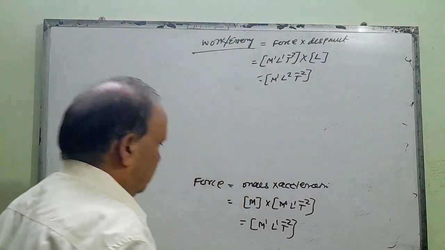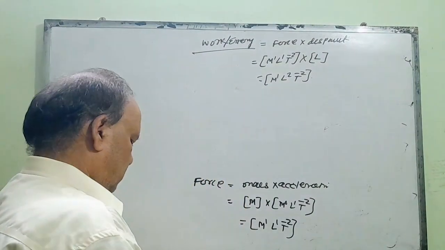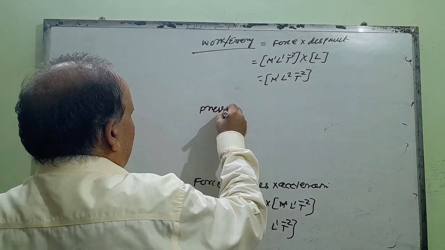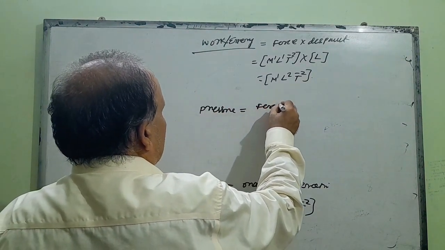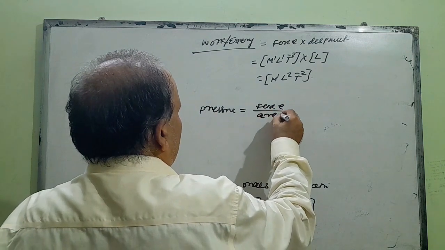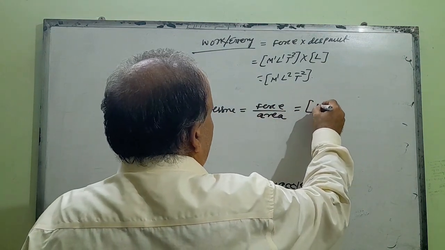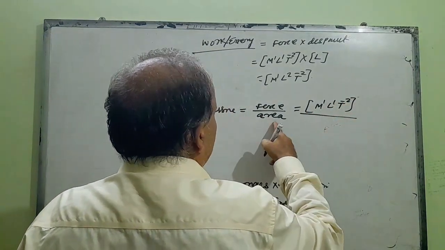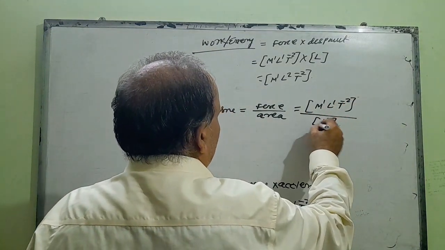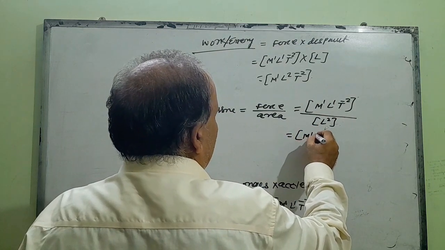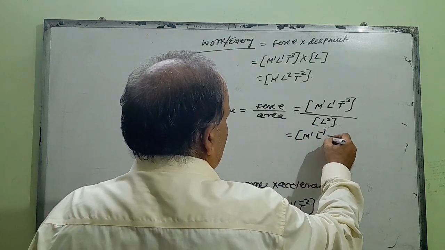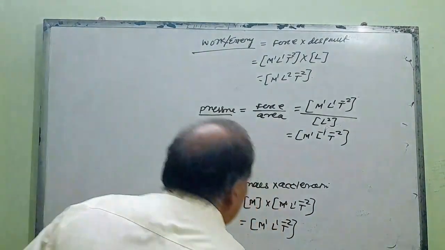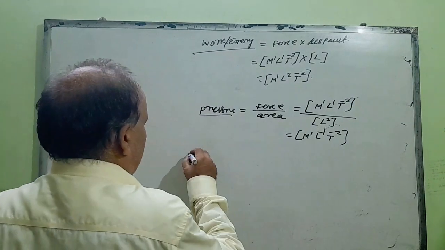Next come to pressure. What is pressure? Pressure is equal to force by area. Force, you know the dimensional formula of force: M1 L1 T to the power minus 2. Area means length into breadth, that is L square. That is equal to M1 L to the power minus 1 T to the power minus 2. This is your pressure. Next come to moment of inertia.